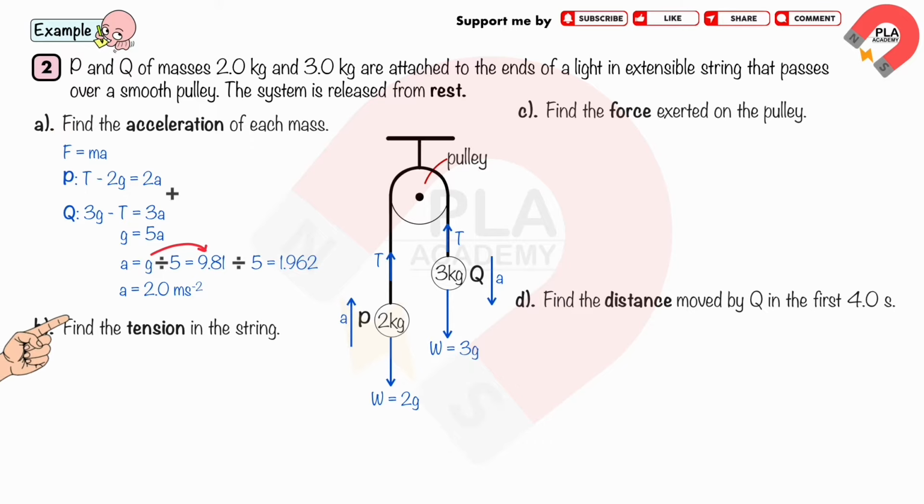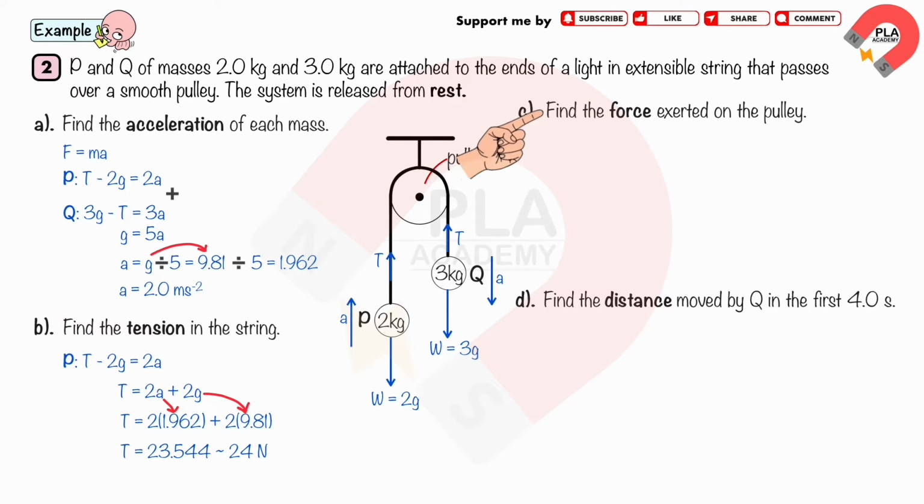B. Find the tension in the string. We substitute the acceleration, a, into the equation of motion of P or Q. So, I use the equation of motion of P. Substituting a equals 1.962 and g equals 9.81. We get the tension T equals 24 newtons for two significant figures.